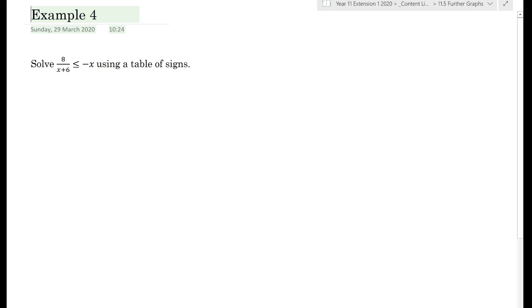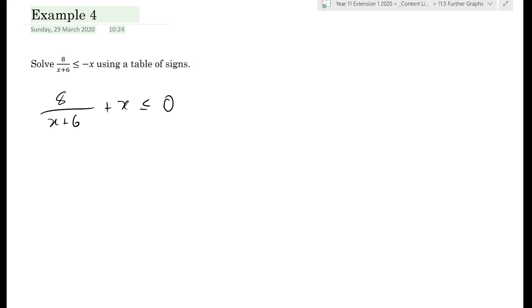Okay, last but not least, we're going to solve 8 over x plus 6 is less than or equal to negative x using a table of signs. There are a few ways that we can do this one, but first we need to move everything to the left-hand side. So we're going to go 8 over x plus 6 plus x is less than or equal to 0. We're going to set up this equation like this because we want it to work.